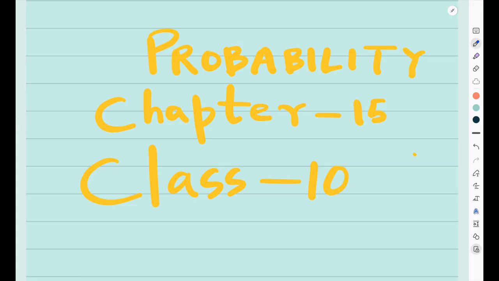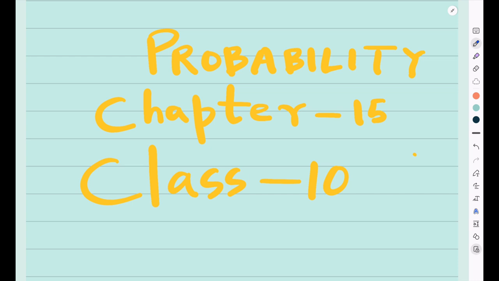I welcome you to the last chapter, chapter 15 of the Class 10 NCERT Maths book, and it is about probability. It's a very, very interesting chapter. And later, when we go into the details of the concept, you will know that it's a very important chapter also.